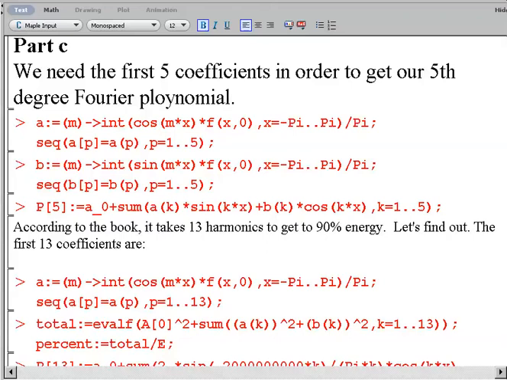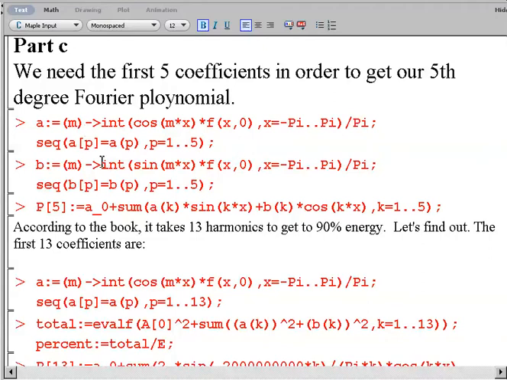Okay, on to part C. Part C asks for the amount of energy accounted for in the first 5 coefficients in the fifth degree Fourier polynomial. So we need the first 5 coefficients and the constant term, which we found earlier, in order to figure out how much energy is accounted for.